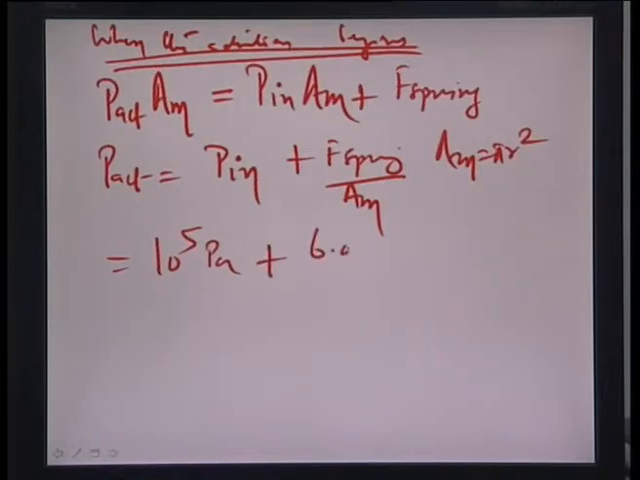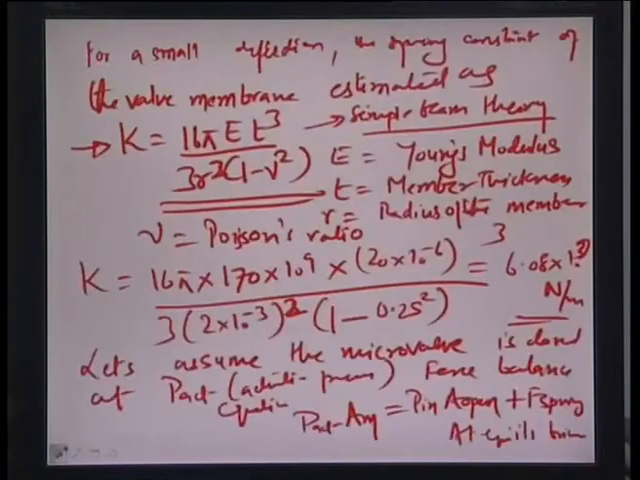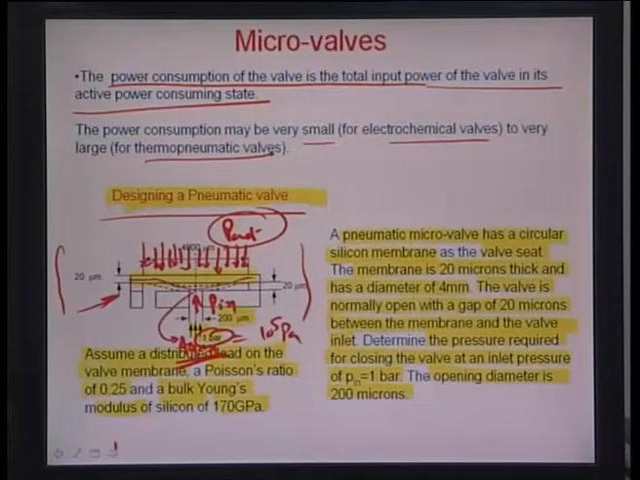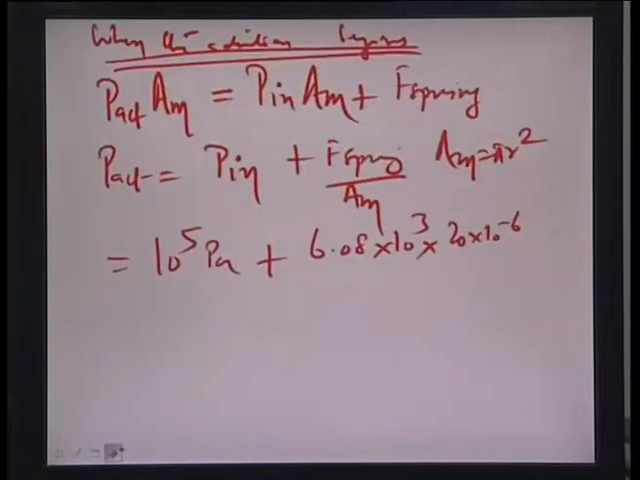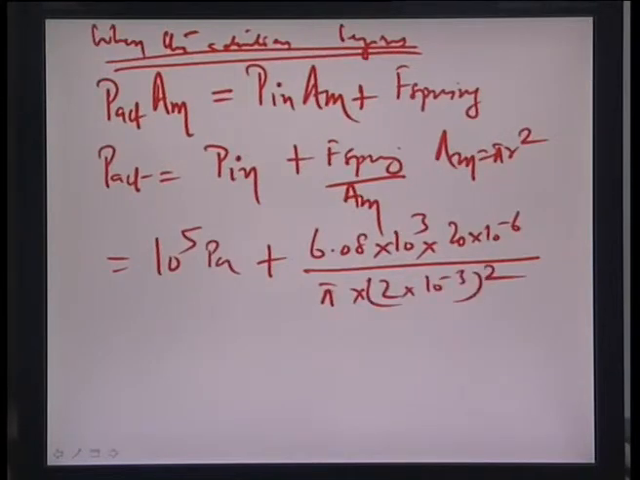the force spring, which is 6.08 10 to the power 3 times the deflection, which is again about 20 10 to the power of minus 6. That is essentially the 20 micron displacement that would happen here, as you see, okay. Let us assume that the port has not yet blocked, and the pressure is released onto the entire lower surface of the seat membrane, and this is divided by AM, which is pi r square, r is 2 10 to the power of minus 3 square. So, this value comes out to be about 109,677 Pascals.